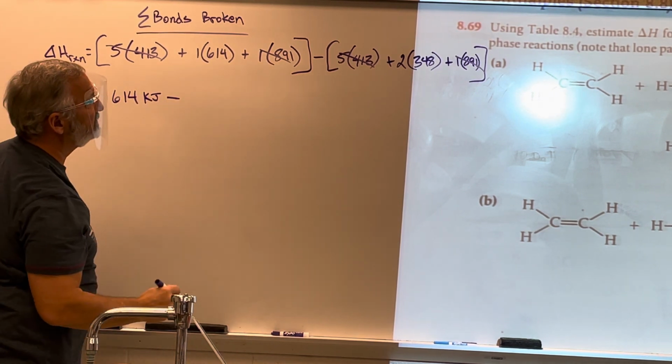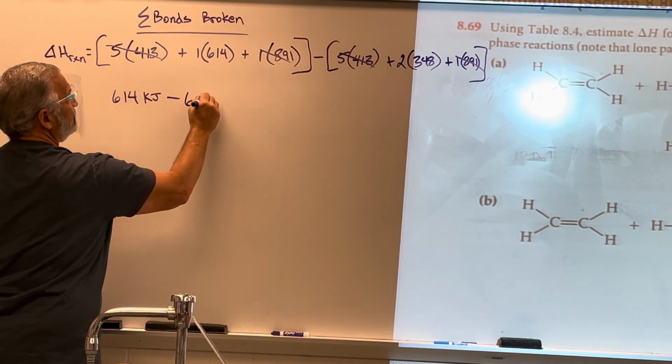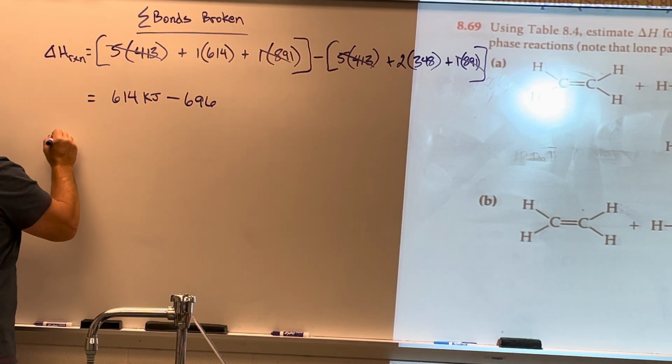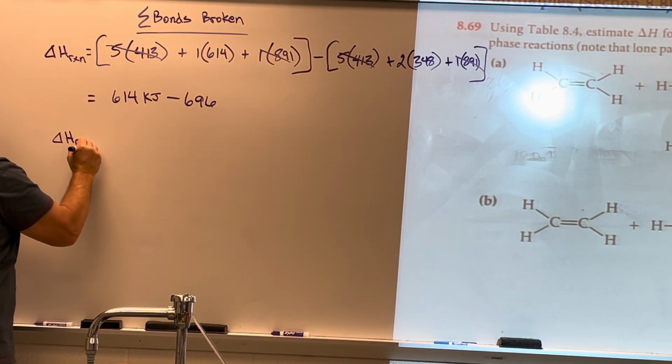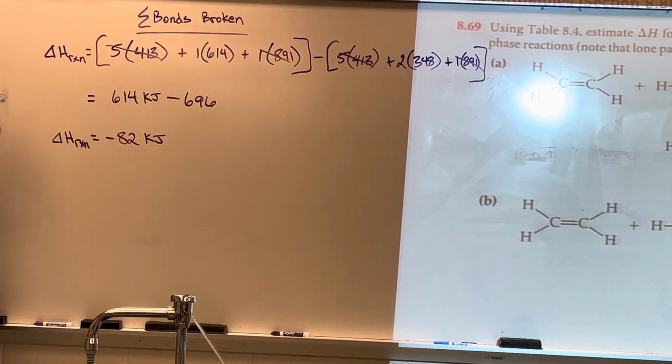minus 696. So that ends up equaling, all right, so bonds broken minus bonds formed.